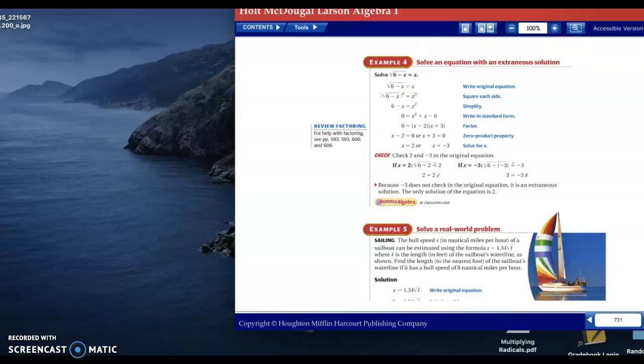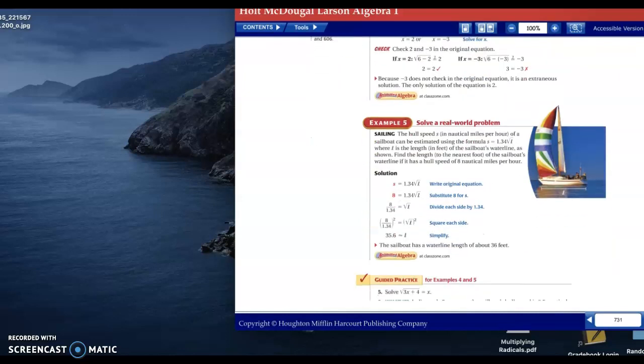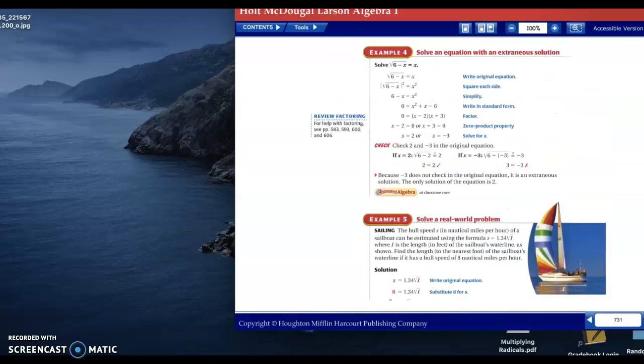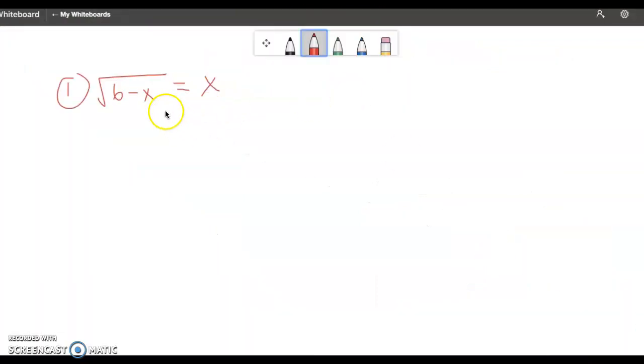And I took both examples from the textbook. So I took example 4 and then I took this guide example number 5 just because I think they're really helpful examples to understand, does this make sense in my answer, yes or no. So to start, the first thing we had to do, just like the first two videos, is you have to square both sides of the equation because I want to get rid of this square root on the left-hand side.